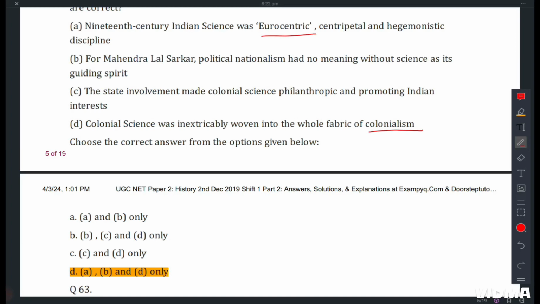Okay. And what is the other question? So the state involved made colonial science philanthropic and promoting Indian interest. Is it even possible if it is Eurocentric and based on the colonism? No. How it will promote Indian interest? So there comes the option C, which is totally incorrect. Okay.